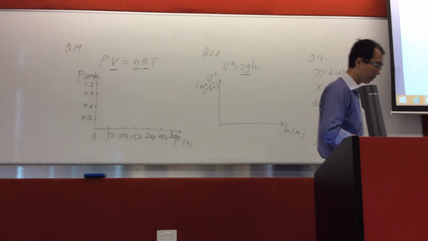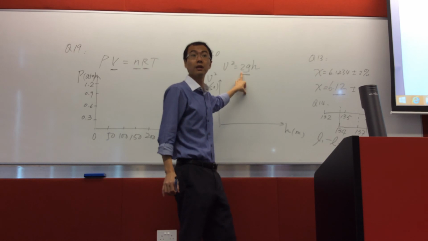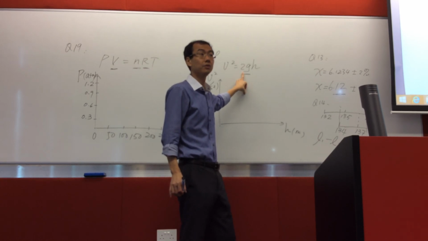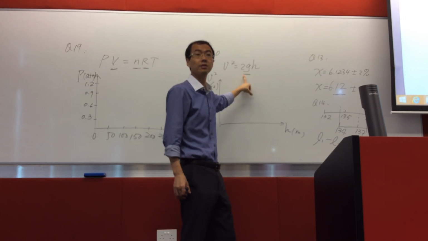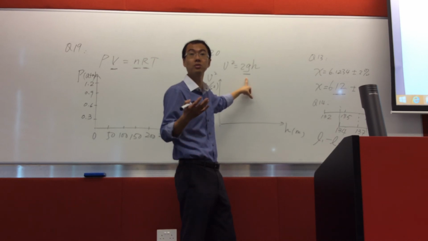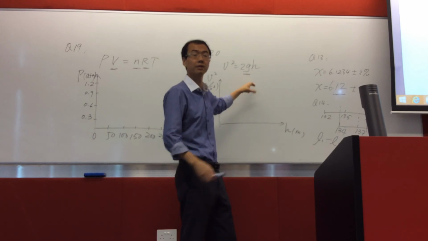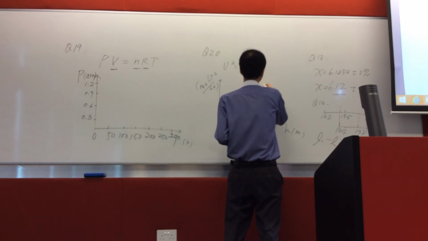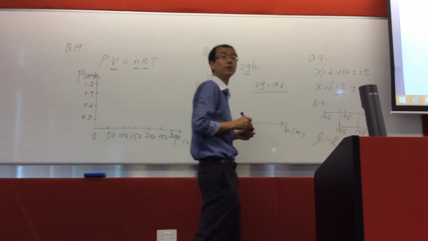So you need to plot in the graph, and the slope, the gradient of the line, gives you what? It gives you this 2g value. So you need to check whether this value is close to what you expect. 2g, what is the 2g? 2 times g, you should expect 19.6. So the gradient of your plot should be close to 19.6.